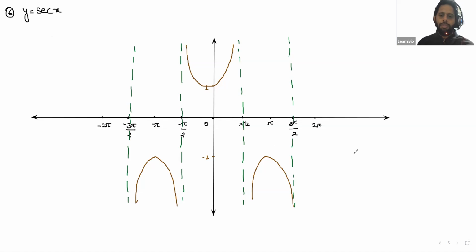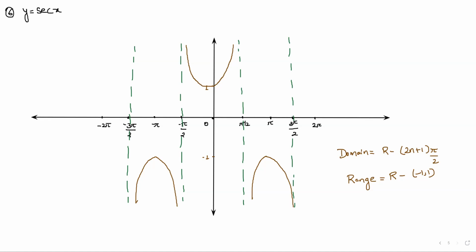Now, what is the domain? If we check the x-axis, then this does not exist for odd multiples of pi by 2. So that means (2n plus 1) pi by 2. Now, what is the range? Range is complete R except again the same -1 to 1, this part. Okay. So please note this graph, and if you have a doubt, then please let me know.